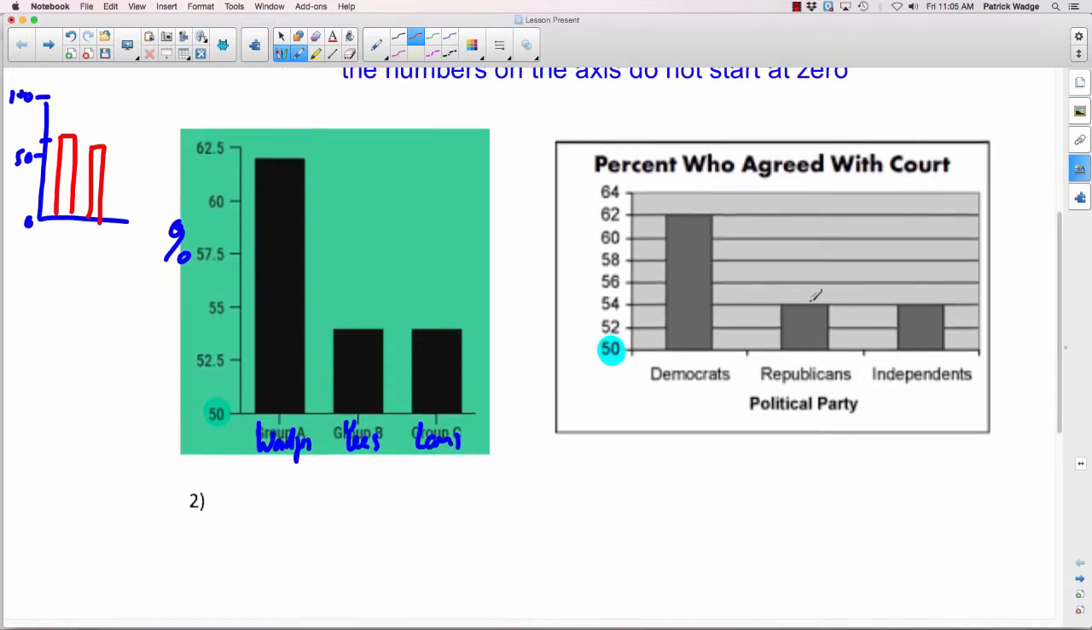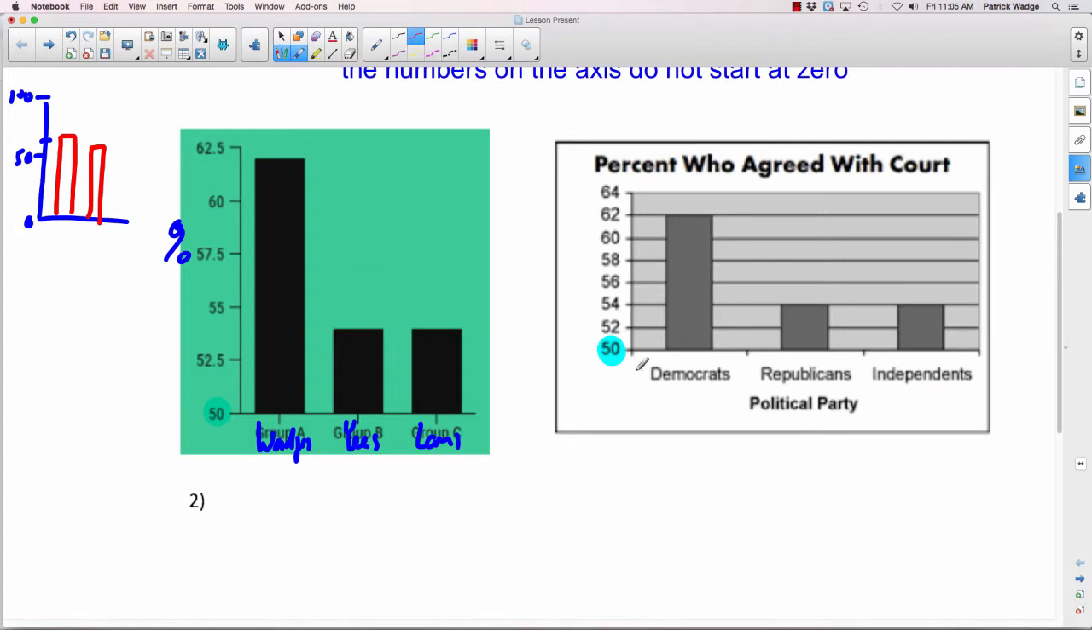It's exactly the same idea. This time they've got titles and everything. Percent who agreed with court. So I guess the court in the United States made some decision. And then they took a look at the Democrats and the Republicans, the 2 main parties in the United States, plus independent voters, people who don't associate themselves as being Democrats or Republicans.